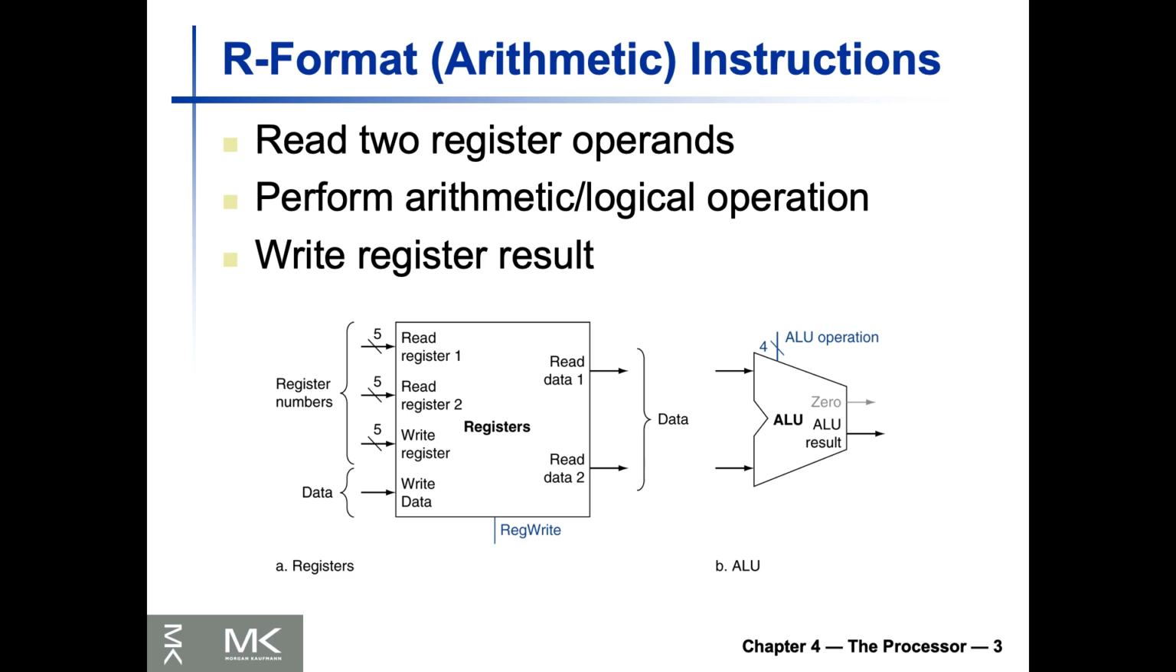Okay, the second one was the R format arithmetic instructions, right? For which we need 2 read register operands, right? So the goal is to perform an arithmetic or logic operation. Later on today, we're going to see how we're going to control this using a control unit. Okay, so here we also need a write register. So we call this a register file, which includes the set of registers you have.